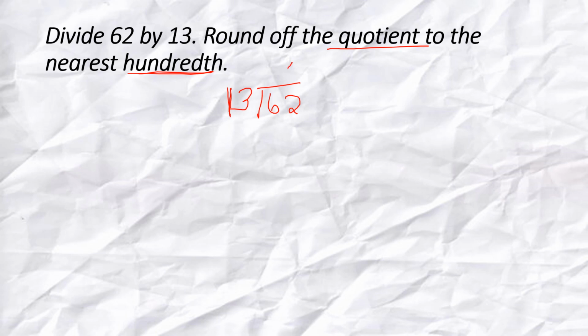62 divided by 13 is 4. 4 times 13 is 52. Subtract, so this is 0, and then 1. Since we still have a remainder, which is 10, we put now a decimal point, and then a 0. Bring down the 0. 100 divided by 13 is 7. 7 times 13 is 91. Let us subtract. 100 minus 91 is 9.